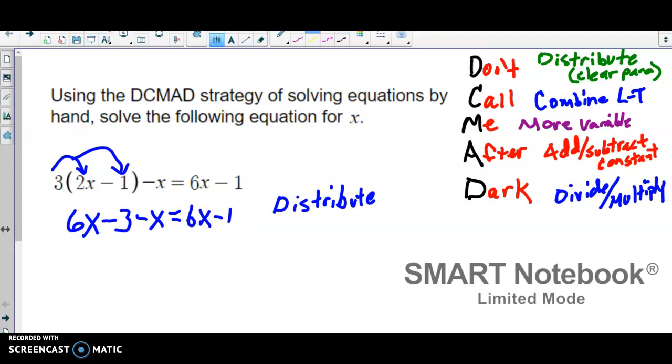Now in step 2, this is the call step, or combine like terms. So I look at this and this is what I got. So I got 6x minus x. That gives me 5x minus 3. I'm just bringing everything else down.